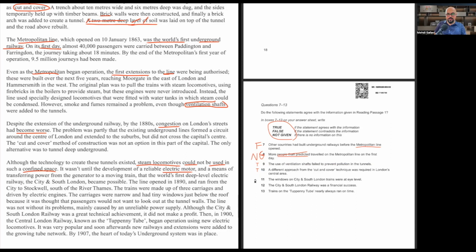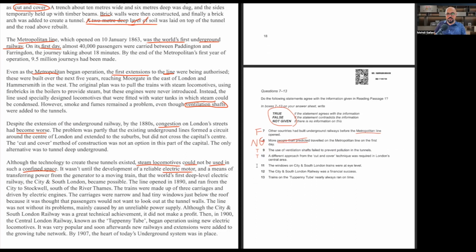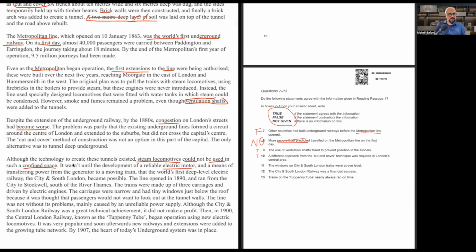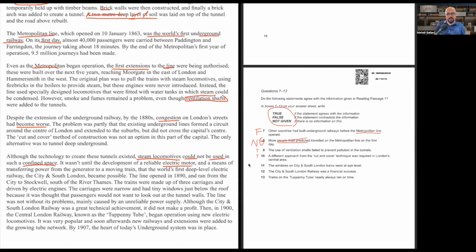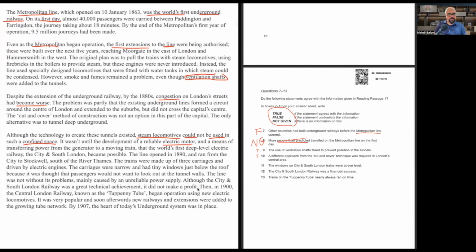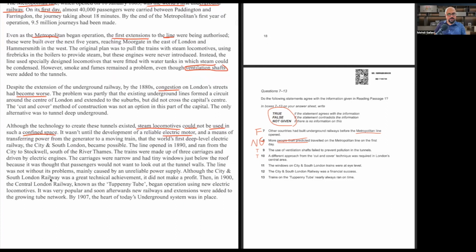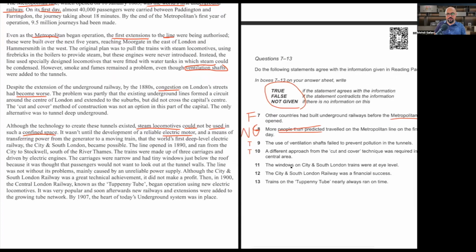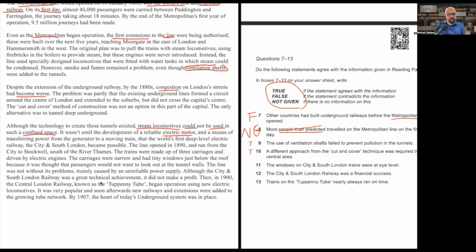And 11, the windows on City and South London trains were at eye level. Let's find that phrase. City and South. Okay, here it is, City and South railway. We need windows as well. So let's look for windows. Okay, we have look out. So look out has to do something with windows. Eye level.